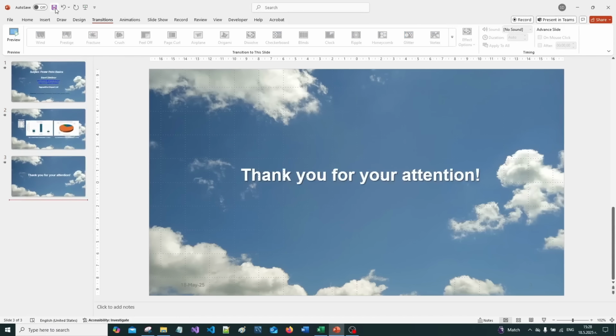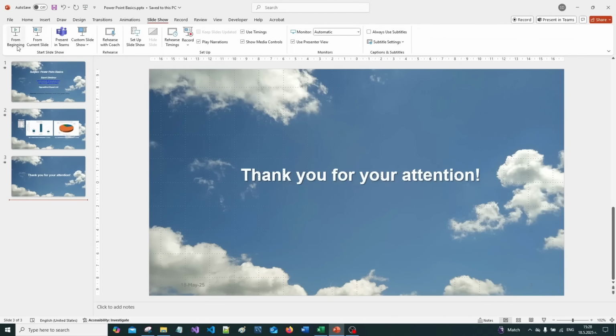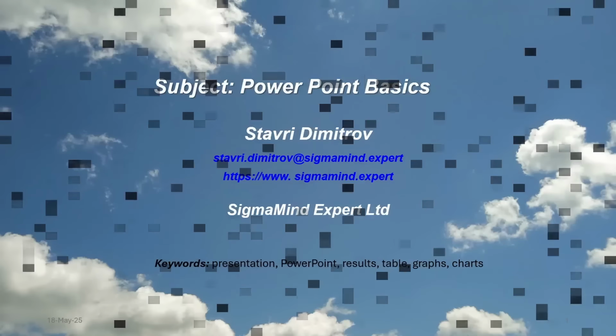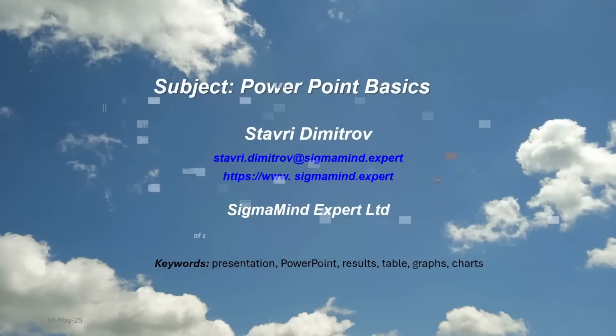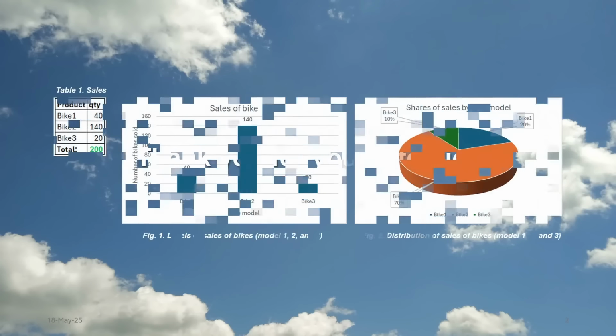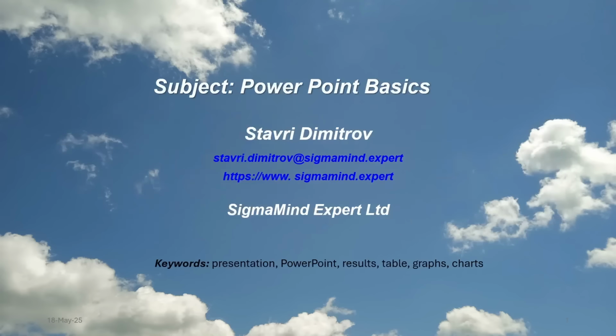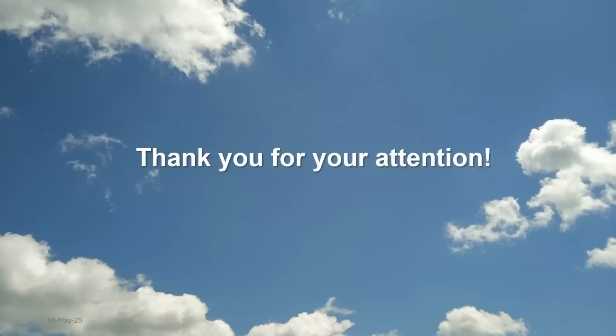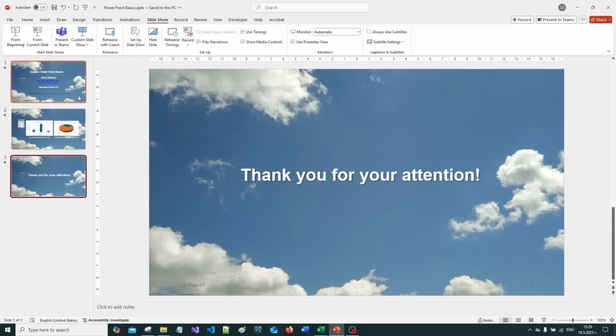Just save your work, go here to the slideshow menu, click on the from beginning button, and now you can see how nicely, when you're going between the separate pages, each of the slides, I mean the pages, gets opened with some visual effect. To go back to the file, click on the escape button, and again click on save.